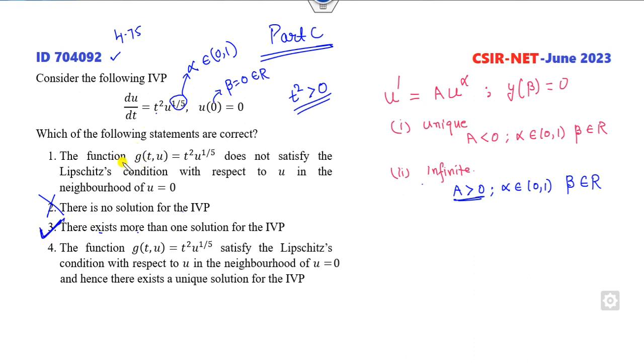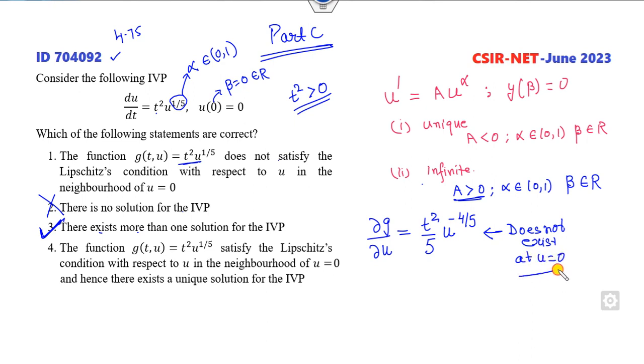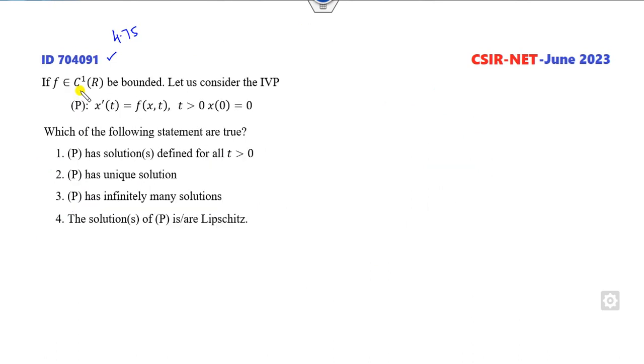Now look at that. The function g, that is this function, does not satisfy the Lipschitz condition. If I take the partial derivative with respect to u, it will be 5 u raised to the power minus 4 by 5. You can clearly see this does not exist at or in the neighborhood of 0 because of the negative sign. So what is the meaning of that? Lipschitz condition is not satisfied, and it says does not satisfy, which is the correct option. The statement that it satisfies the Lipschitz condition is the wrong option. So the right answers are my 1st and 3rd options. Look at another one.